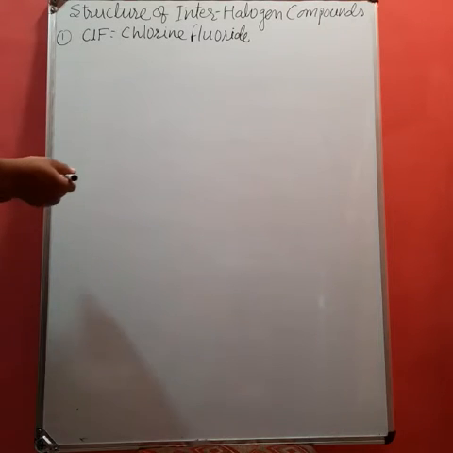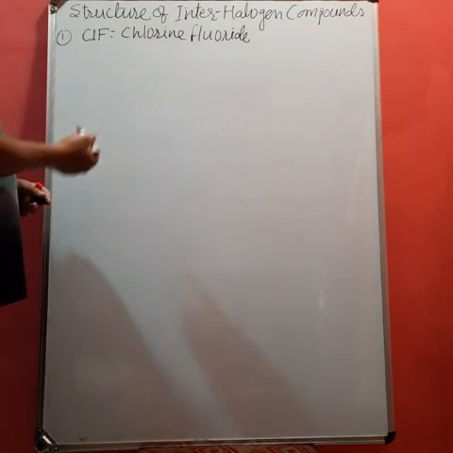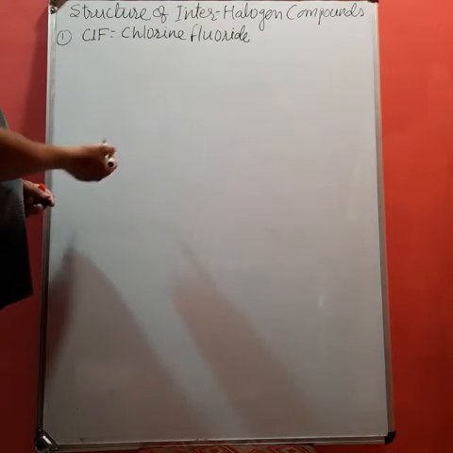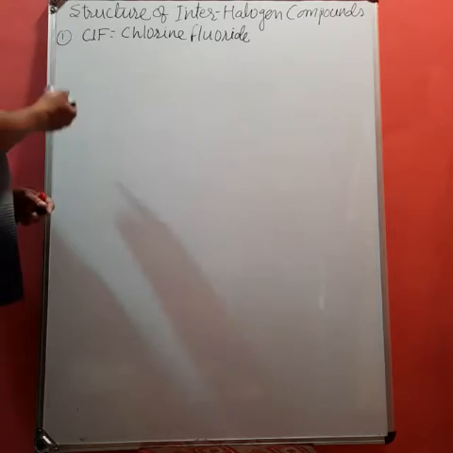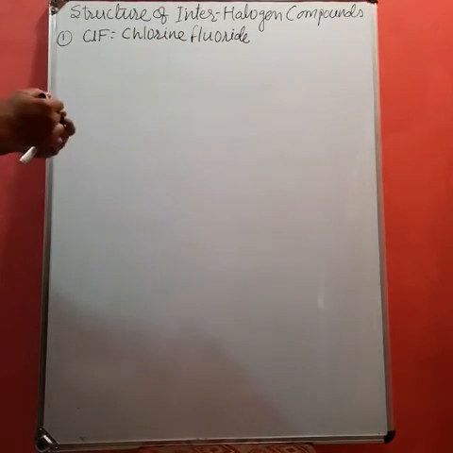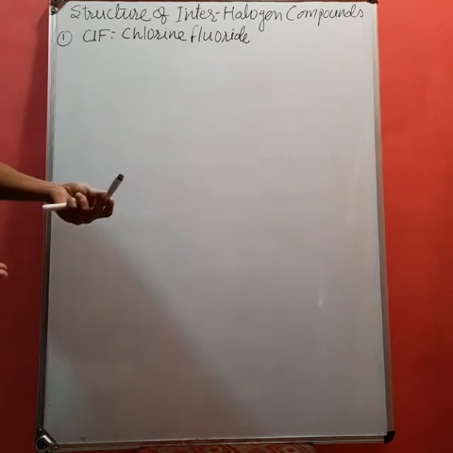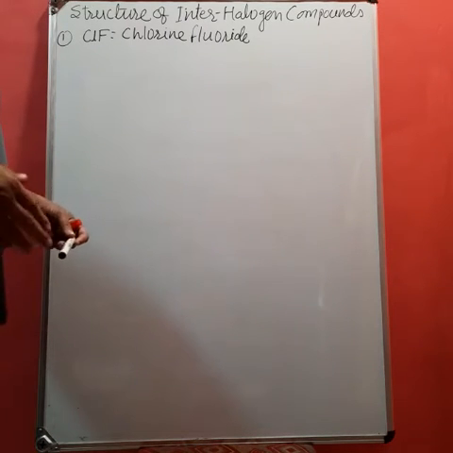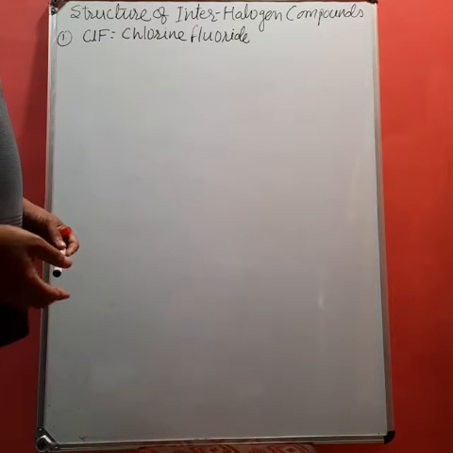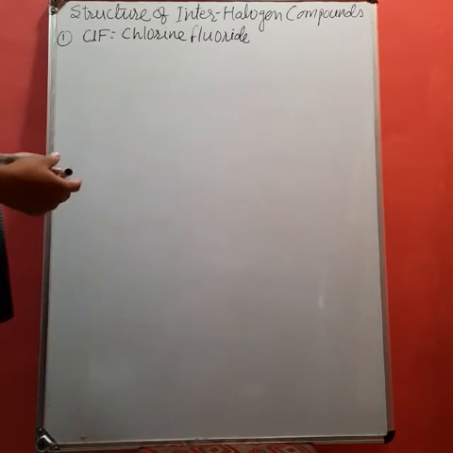Student, the next one about interhalogen compounds is ClF, that is chlorine fluoride. I am drawing 3-4 structures here. On the basis of it, you can draw the structure of all compounds. So how to draw the structure of an interhalogen compound?